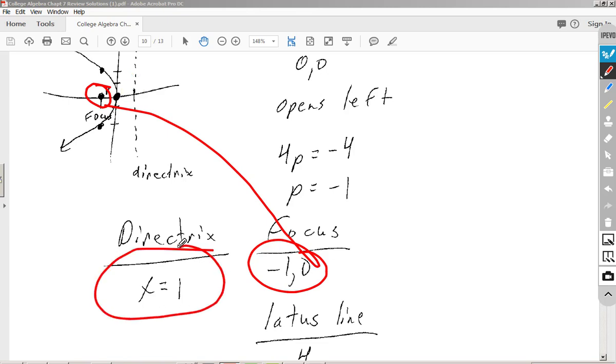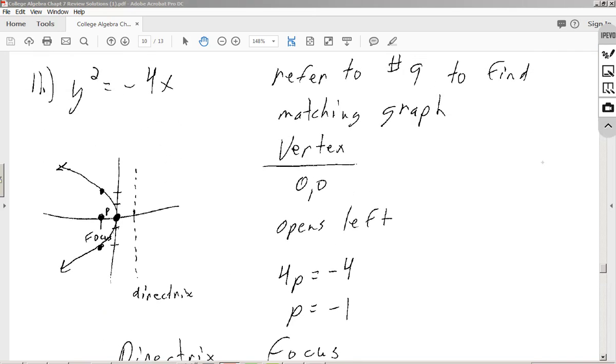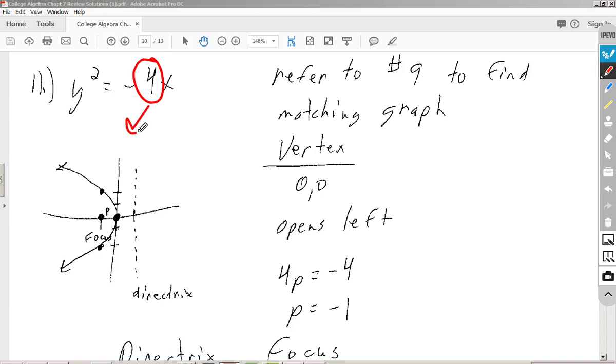And now to make my parabola accurate, I check the length of the latus rectum line. The length of the latus rectum is going to be a total of 4. Since it's a total of 4, half of 4 is 2. So from my focus in each direction, I go up 2, down 2, keeping it all in line. And that's what my parabola is going to look like. So that's the answer to number 11.